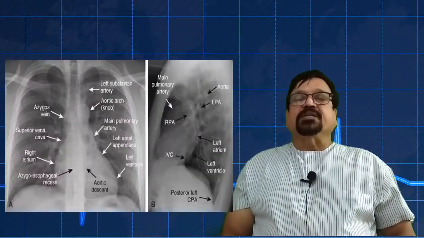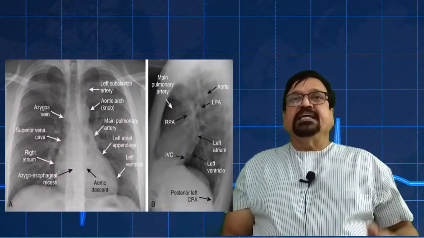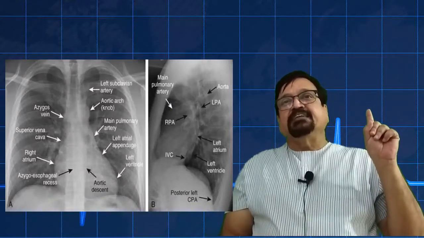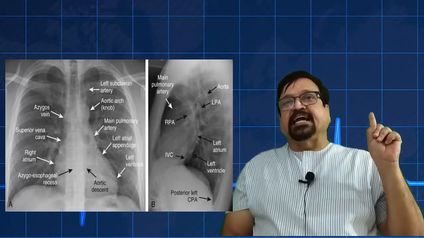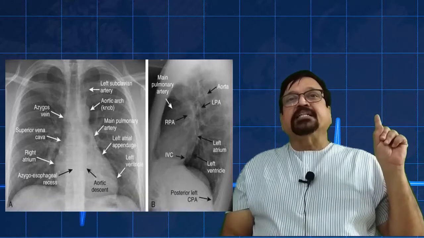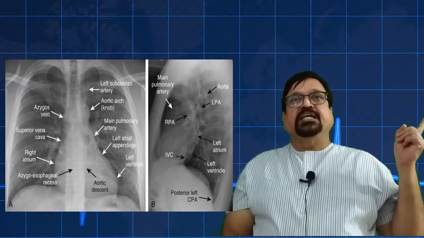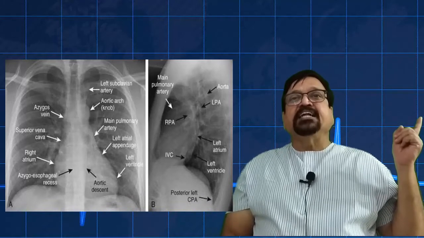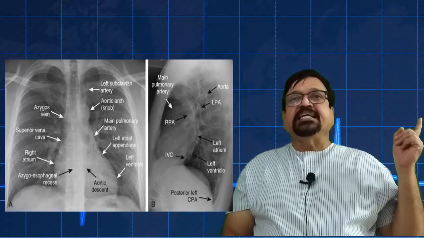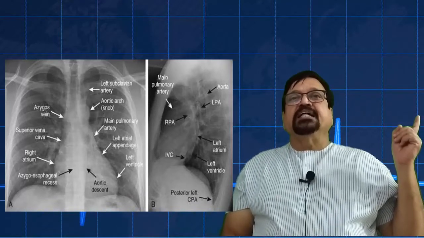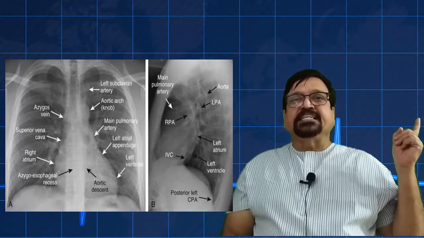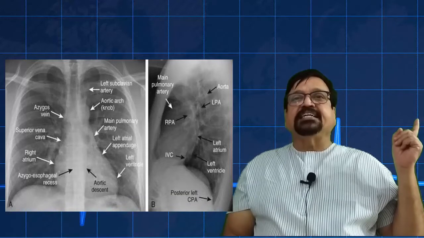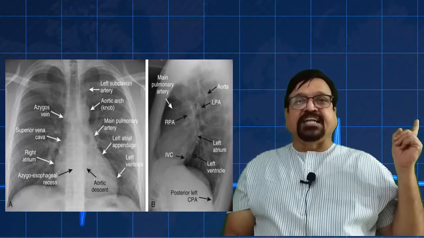Now let us see what the things are. Here we are seeing the left cardiac border. This is the right cardiac border. On the right cardiac border, there are usually veins, usually the superior vena cava, and on the left side there are usually the arteries. Here is the aortic arch, then the azygos vein, if at all it is seen on this side. There is the main pulmonary artery here, then the left atrial appendage and left ventricle.